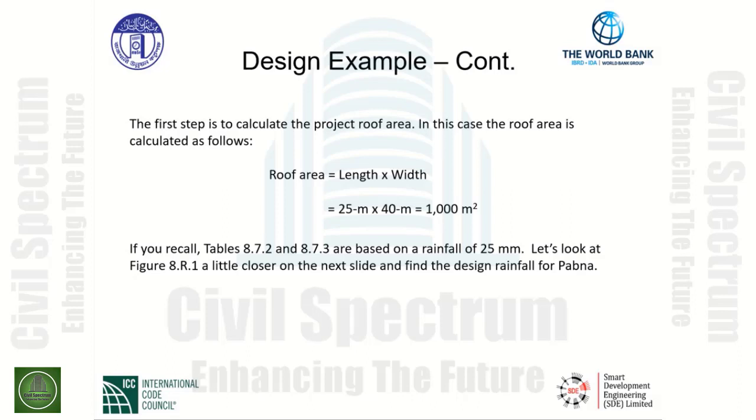The first step is to calculate the project roof area. In this case, the roof area is calculated as follows. The roof area equals length times width. We have 25 meters times 40 meters, which equates to 1,000 square meters. If you recall, Tables 8.7.2 and 8.7.3 are based on a rainfall of 25 millimeters. Let's look at Figure 8.R.1 a little closer on the next slide and find the design rainfall for Pabna.